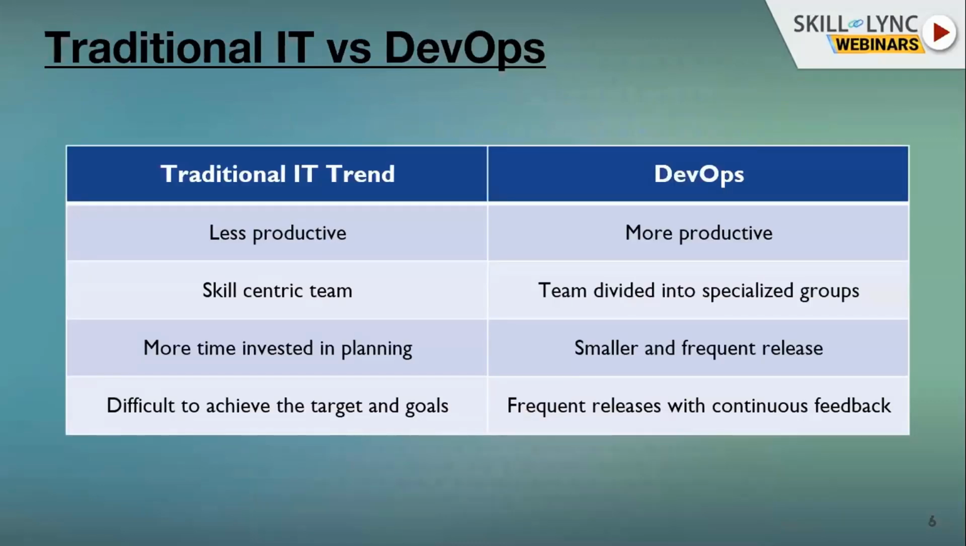The next is the difference between the traditional IT trend versus DevOps. As we have already talked, the traditional IT trend was less productive, as they were more focused on the documentation of the requirements, taking the BRDs, and multiple approvals were required during that time. For a journey of 9 months, the first 4 to 5 months were only focused on documentation and requirement gathering, so making the things finalized.